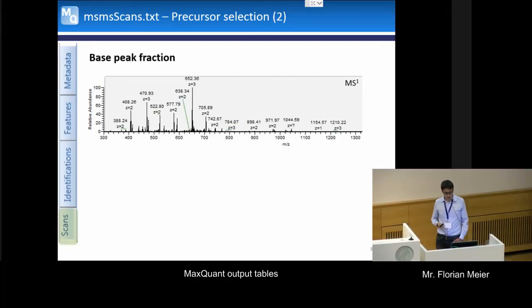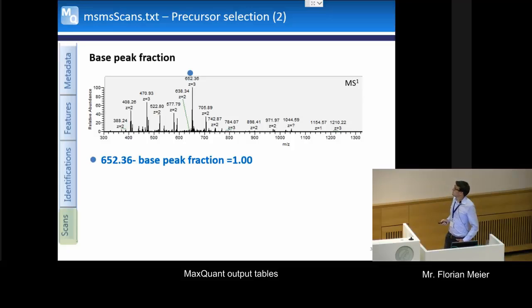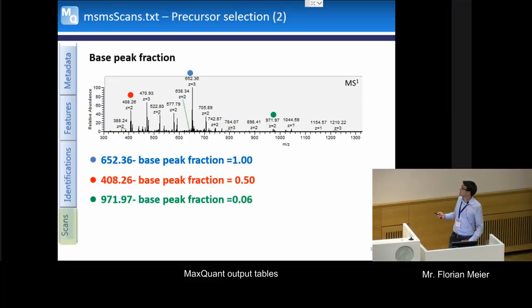And a very, very similar column is the base peak fraction. This gives you an idea about the dynamic range that you cover with your top N experiment. This is the fraction of your precursor peak that was triggered for MS in relation to the most abundant peak in this specific survey spectrum. So in this case, if we had triggered this peak at m/z 652, we would have gotten a base peak fraction of 1.0. And this one would have been 0.5. And then one of the lower abundant ones over there would be less than 10%.